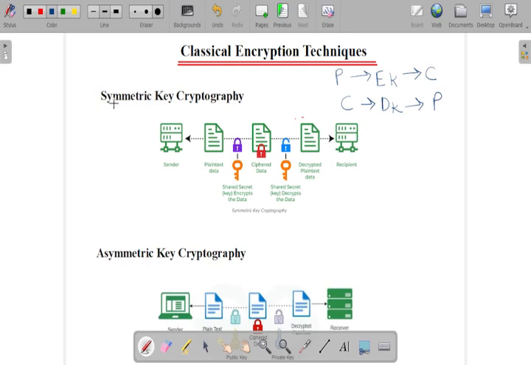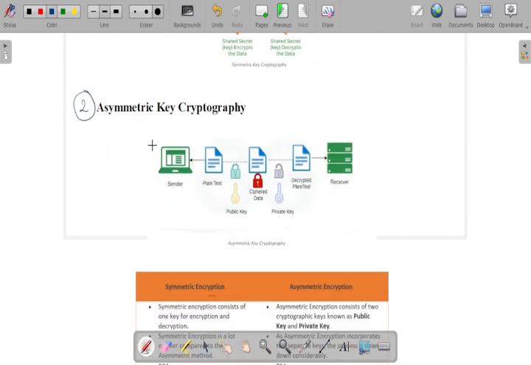There are two classical encryption techniques available. The first one is symmetric key cryptography and the second one is asymmetric key cryptography. In symmetric key cryptography, we use the same key for encryption as well as decryption. In asymmetric key cryptography, we use different keys for encryption as well as decryption. One key will be used for encryption and another key will be used for decryption.